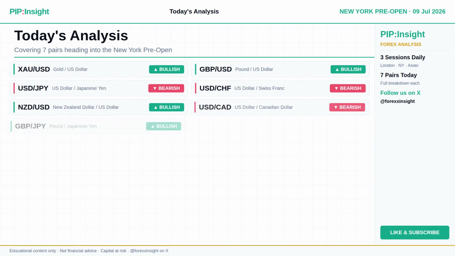Here is today's New York pre-open chart analysis. Pairs showing bullish structure: gold dollar, pound dollar, Kiwi dollar, pound yen. Pairs showing bearish structure: dollar yen, dollar Swiss, dollar Canada. Full chart breakdown for each pair coming up now.